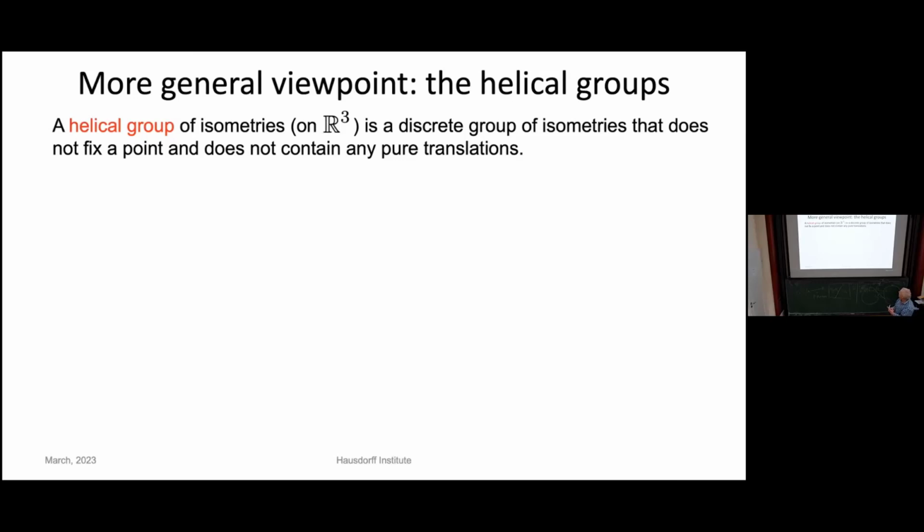It does not contain, first of all, it does not fix a point, and that means isometries acting on points in R3. So it doesn't fix a point, and it doesn't contain any pure translations. Pure translation was identity bar C. It doesn't contain any of those. Isometry groups that all fix a point would be the point groups. But we're not going to fix a point, and we're not going to allow any pure translations. So we're going to create a group. Those are the helical groups.